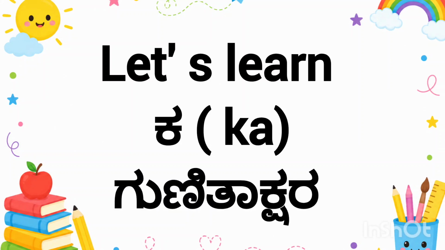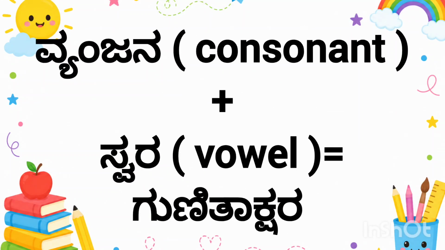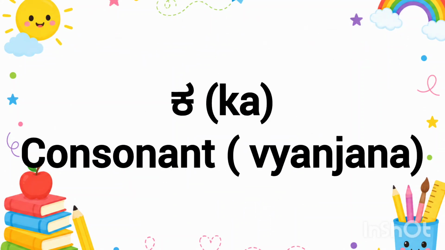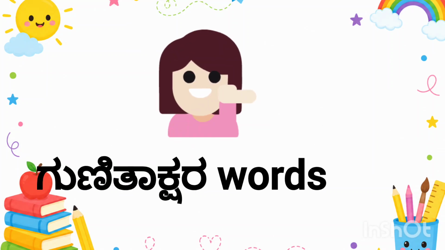Let's learn Kagunithakshara. Vyanjana consonant plus swara vowel is equal to Gunithakshara. Now we will learn how to write it for Ka letter along with Gunithakshara words.